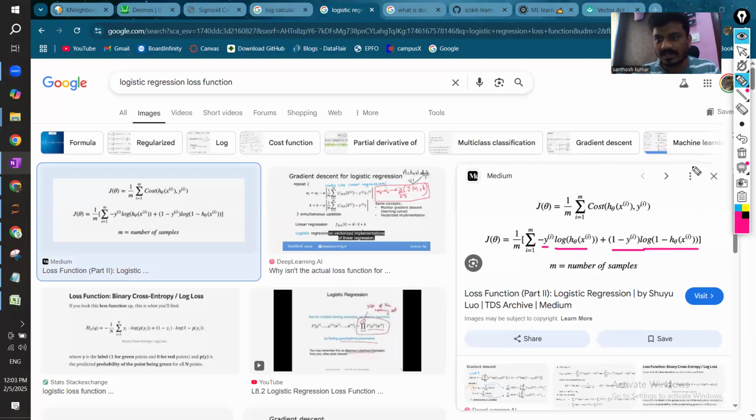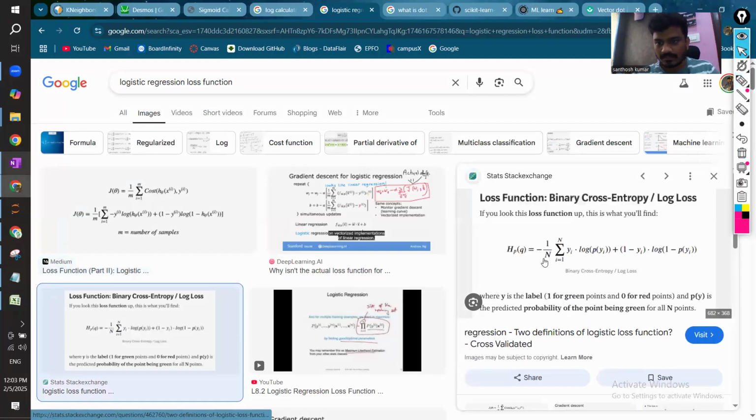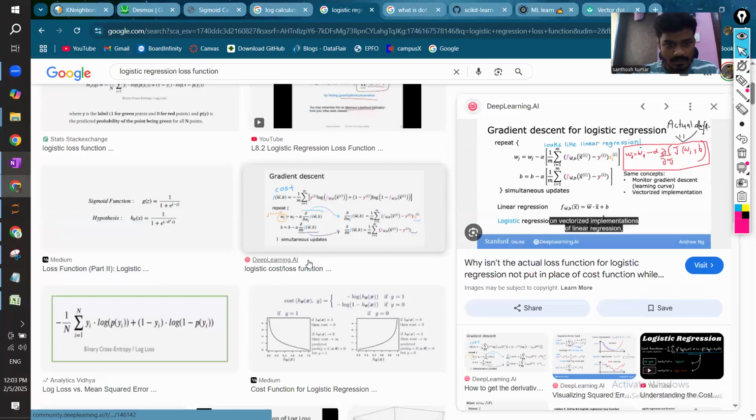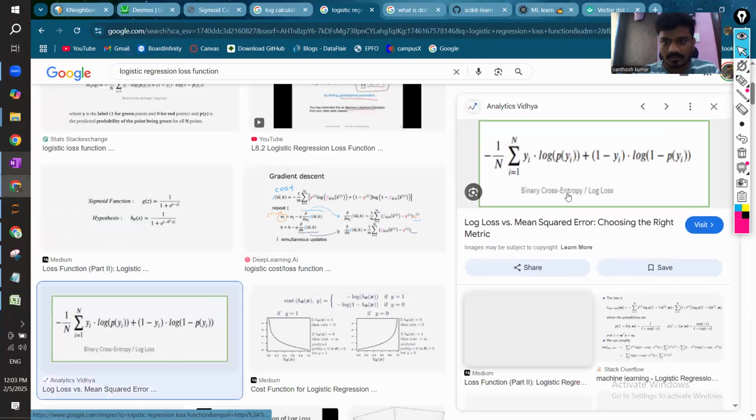The notations are a bit different. That's it. You should not get scared by this. Some others write minus, yi into log of this probability, plus 1 minus yi into log of 1 minus this probability. Some use this pi. This is not the thing. Any loss, here also it's the same thing.